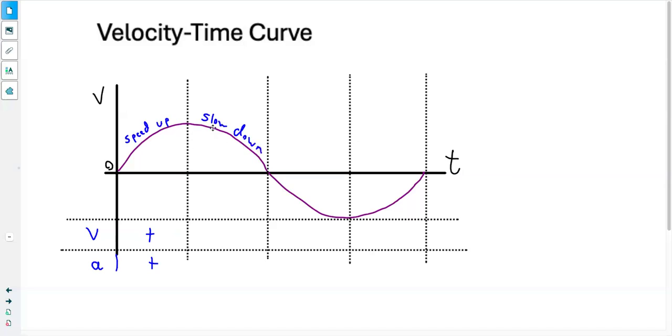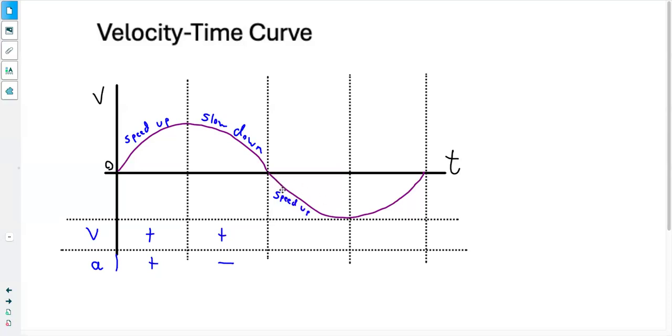We can see our velocity is still positive because it's above our axis. But if we take a tangent line anywhere here, we get negative. So if these are opposite signs, we have something slowing down. Now we can see we're going into negative velocities and we're getting more negative. So this is speeding up. It's just speeding up in a negative direction.